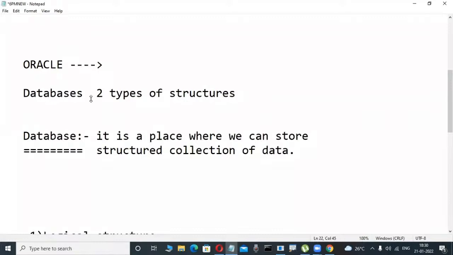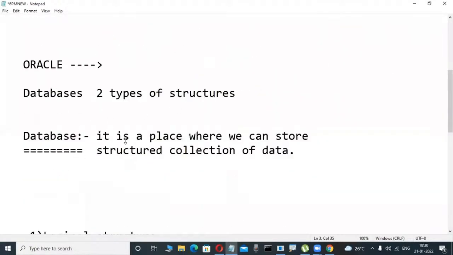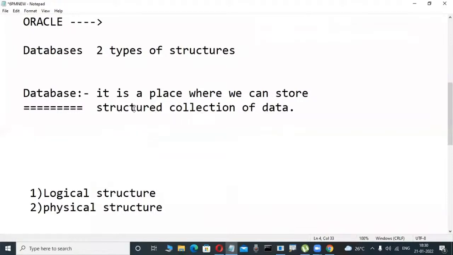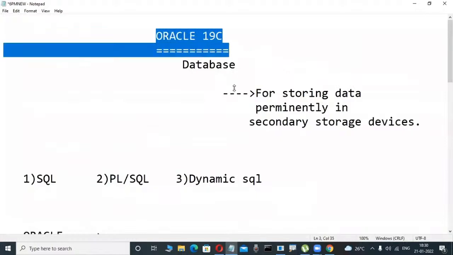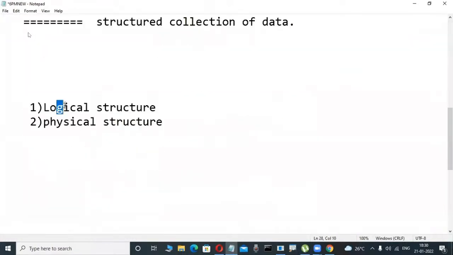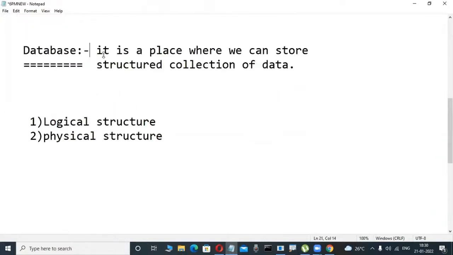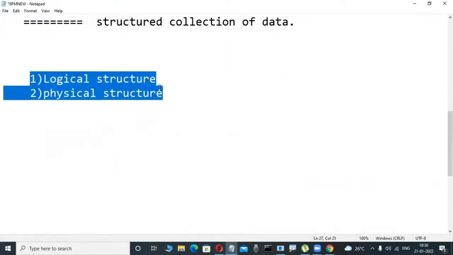Observe here. Whenever we install Oracle or any relational database software, what is a database actually? It is a place. Whenever we install this type of software, automatically some place is reserved on the hard disk. In that place only we can store a structured collection of data. But whenever we install these softwares, two types of structures are there: one is logical structure, another one is physical structure. I am not explaining this definition today.